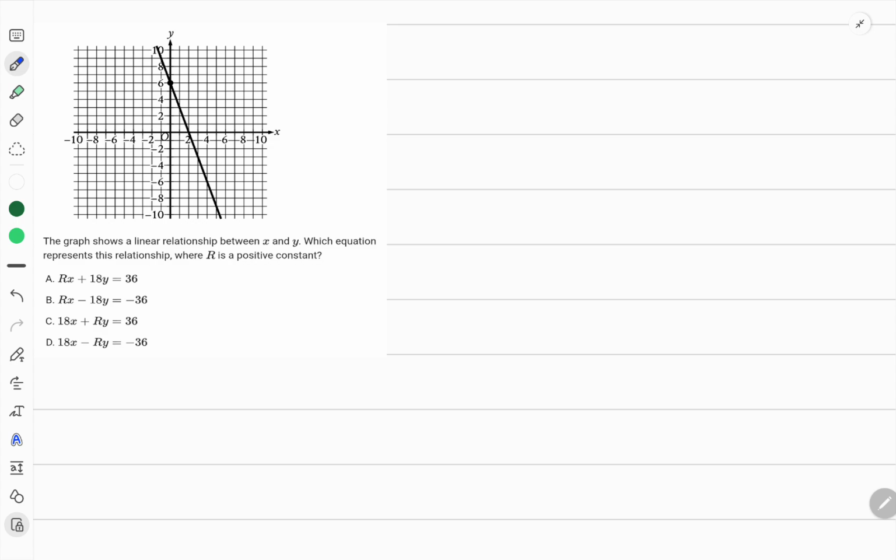Let's get started. This is the graph, and this graph shows a linear relationship between x and y. Which equation represents this relationship, where r is a positive constant? This is a number which is positive. Okay, so you know that y equals mx plus b.